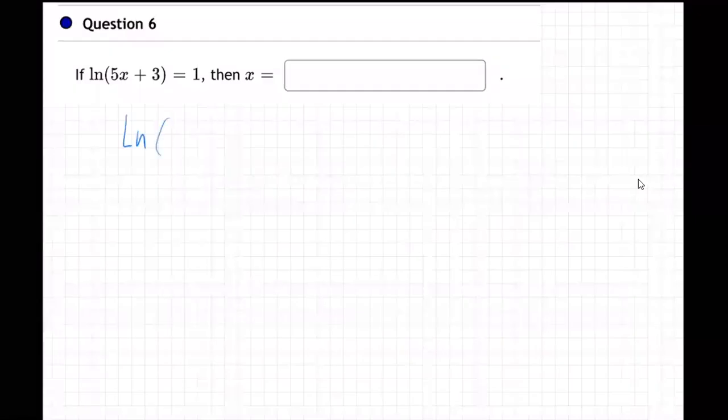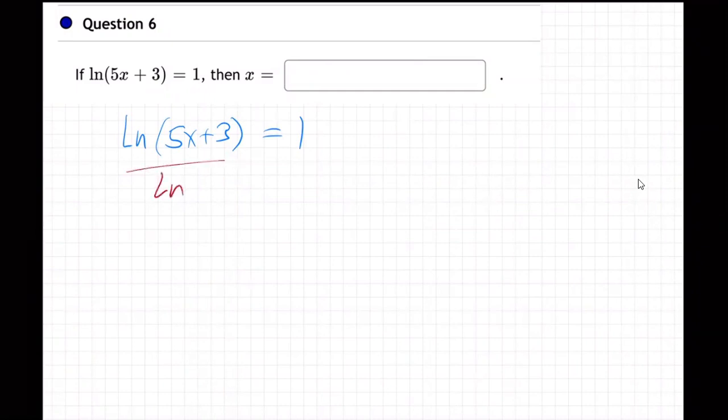Okay, so we have the ln of 5x plus 3 equals 1. Well, this is a log equation. We have a natural log. What do we do here? How are we going to solve for x when it's buried inside of a natural log?